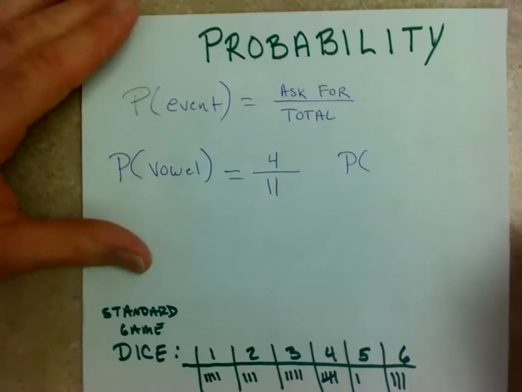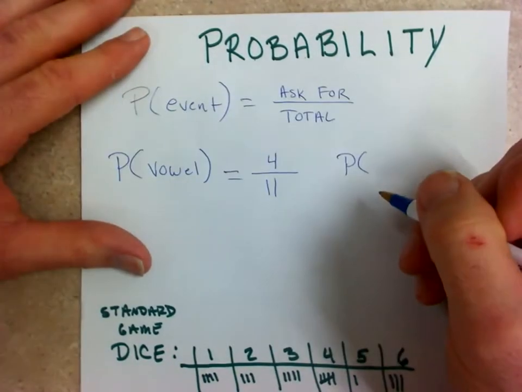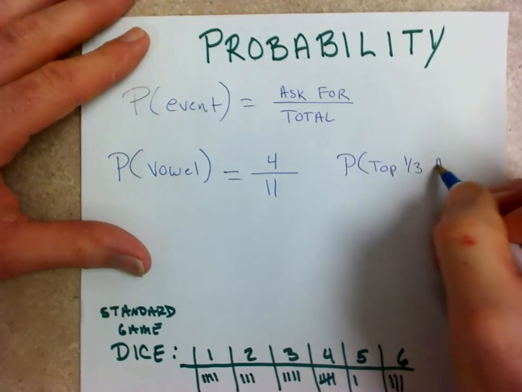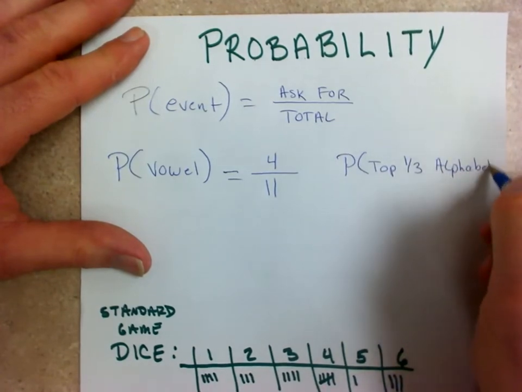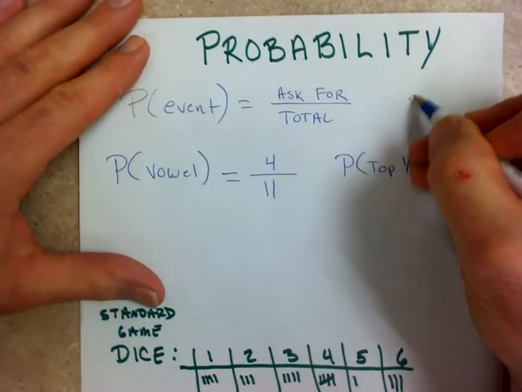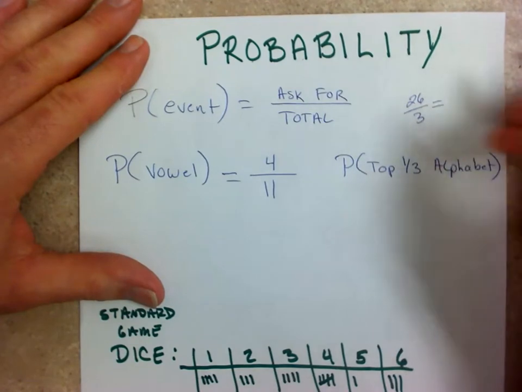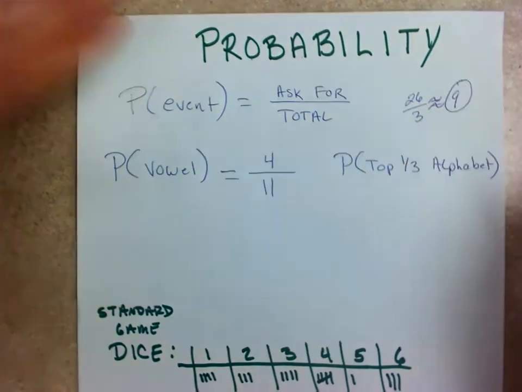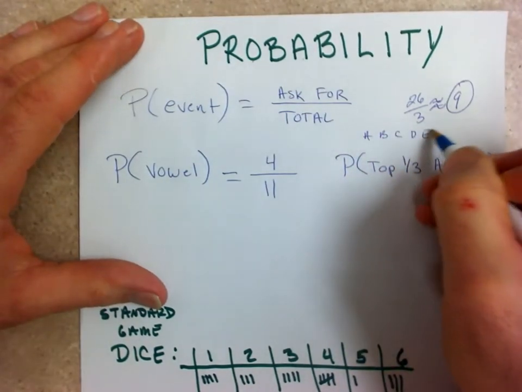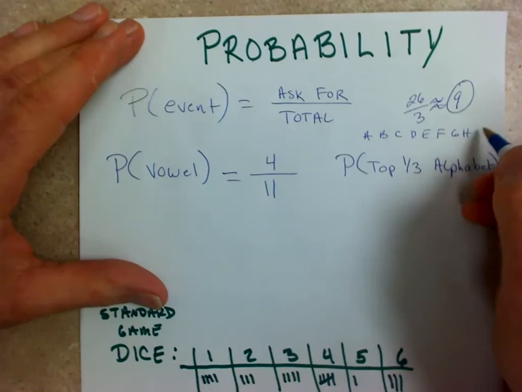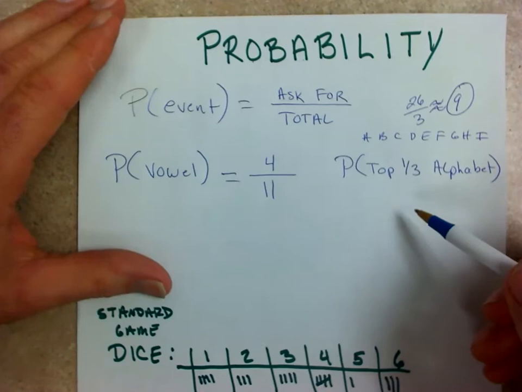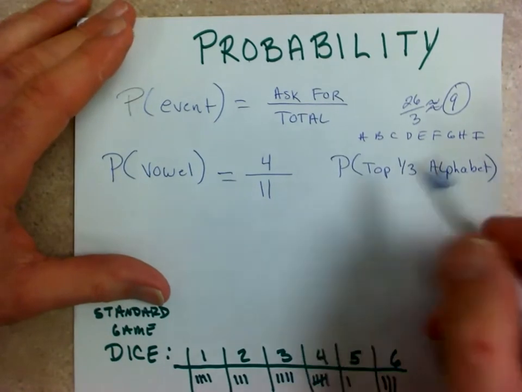What's the chances that we pick a letter in the top third of the alphabet? Top third, so we're looking at 26 letters divided by 3. So we'll say it's in the first 9 letters of the alphabet: A, B, C, D, E, F, G, H, I. So those are the letters we're looking for. What's the chances we pick one of those 9 letters?